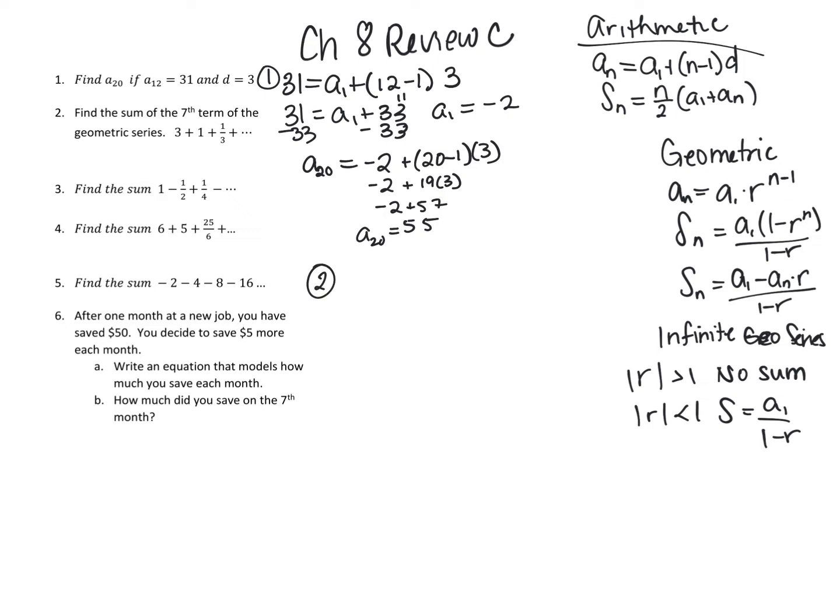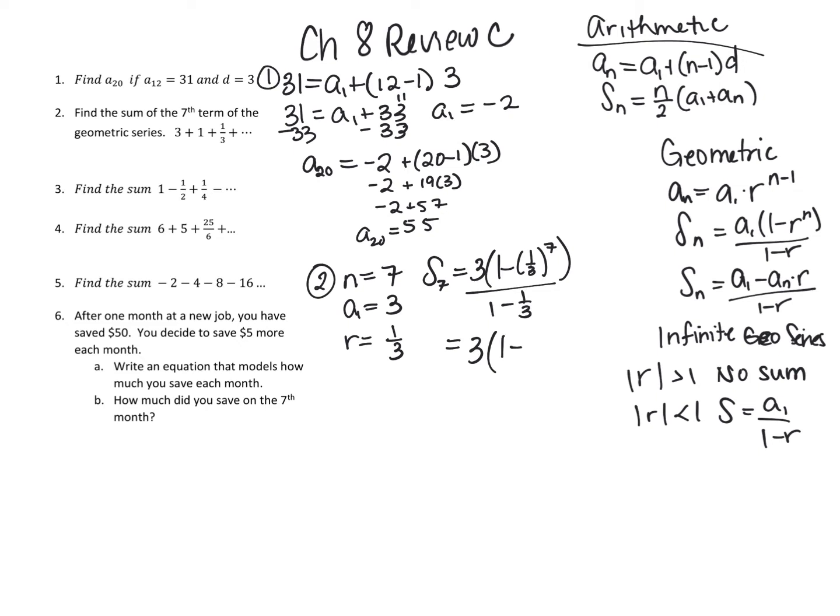Number 2, find the sum of the seven terms of the geometric series. So really it means we want to find the sum of the first seven terms of the series. So it gives us n is equal to 7. My a1 is 3. And my r, if I don't know, I can divide a2, 1, divided by 3. So it's 1/3. And I'm going to plug it into my sum formula. Sn equals a1 times 1 minus 1/3 to the 7th over 1 minus 1/3.